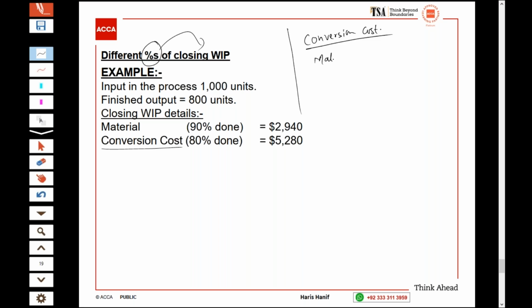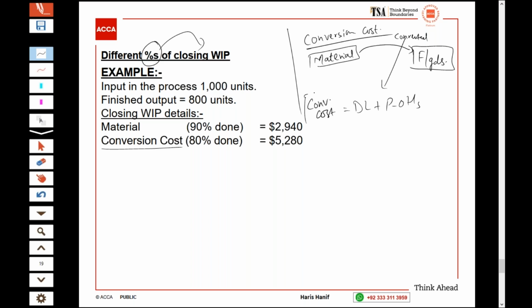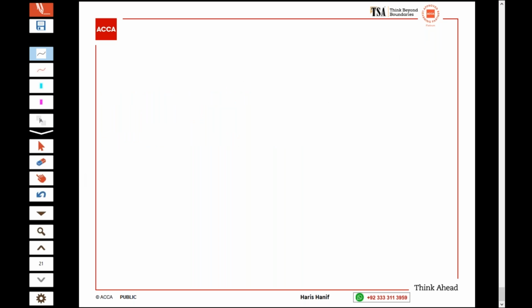Conversion cost is something where your material is converted into finished goods. Which resource is being converted into the finished goods? The material. When the material is converted, you will be charging direct labor plus production overheads. So this is the conversion cost. Conversion cost is equal to direct labor plus production overheads. The conversion cost, that is 5280, which is written here, includes direct labor as well as the production overheads. Now let's start understanding this example.